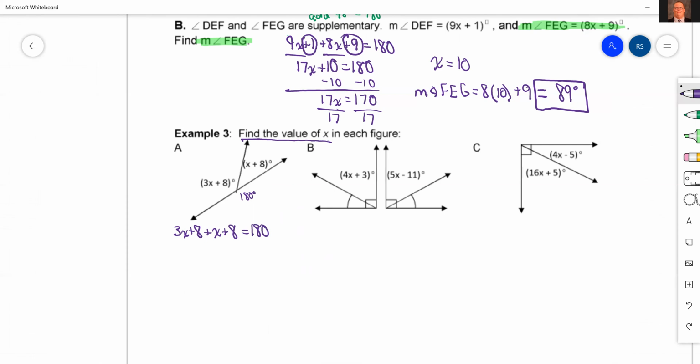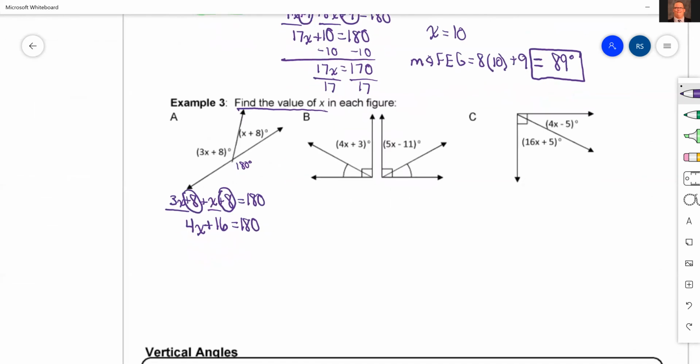Now let's combine like terms. I have 3x and I have x. That's going to give me 4x. I've got plus 8 and plus 8, which gives me 16, equals 180. Let's subtract 16 to the other side. I'm going to have 4x equals, let's see.